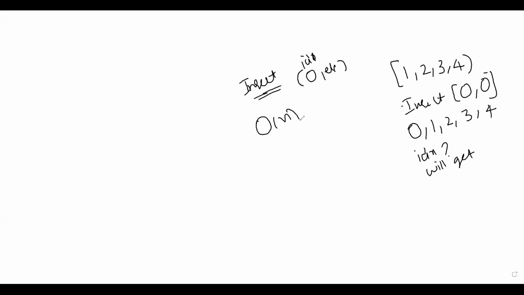Again, in Python, we call it append. That is adding at the end. So what would be the runtime complexity of adding an element at the end? If I append an element here, what would be the runtime complexity? O of 1. Yes. So this is about the array data structure.